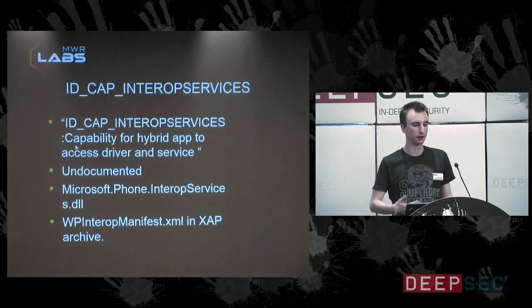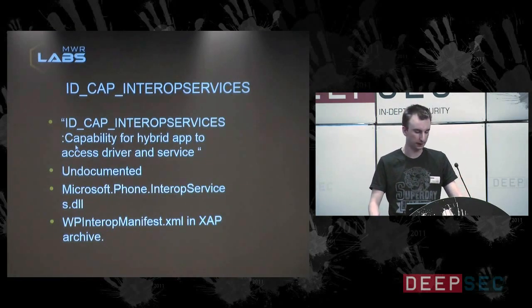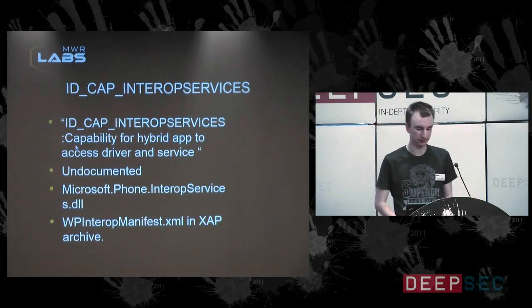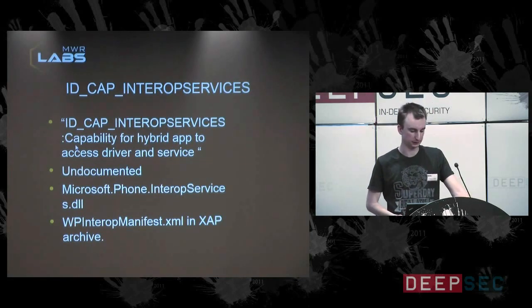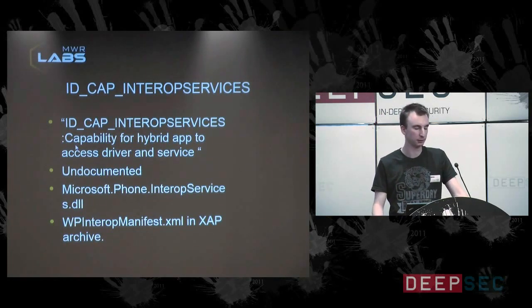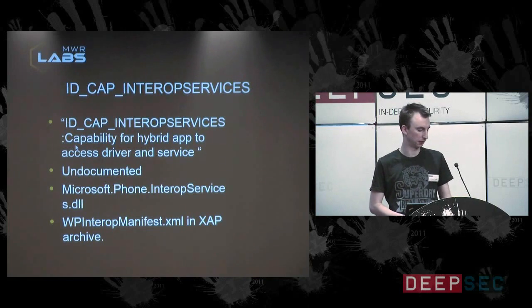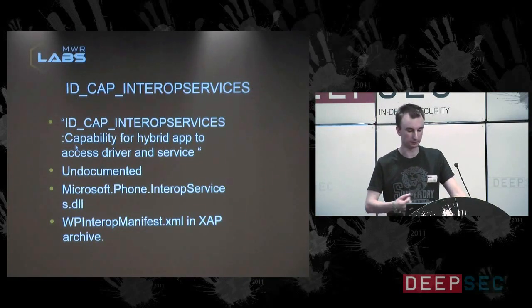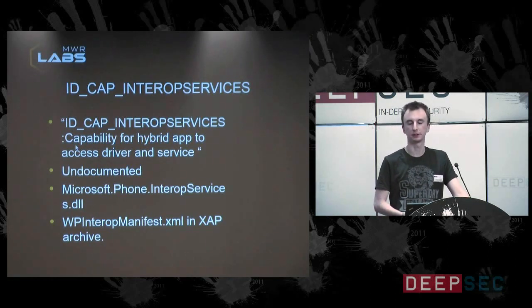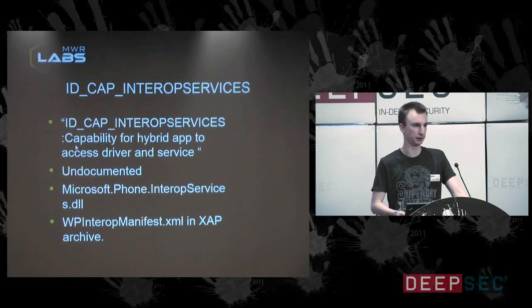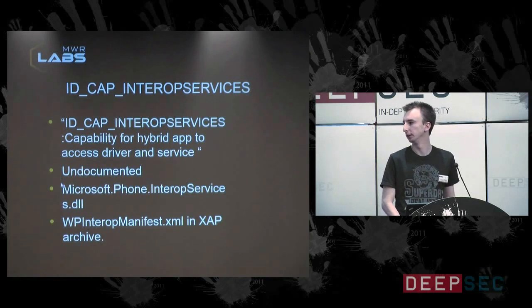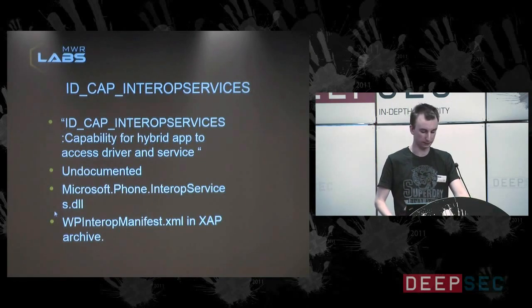So for the OEM capabilities, I started examining what OEMs were given, and they had a specific capability called ID_CAP_INTEROPSERVICES. It's used for normal applications to access device drivers and additional services on the device. It's totally undocumented. In the public SDK there's no code for this, but you can use reflection, or take the assemblies off the phone and link against those, and then call that functionality. This is just a case of instantiating the right objects using the COM bridge and creating this manifest file, the WPInteropManifest, in the archive. This allows you to write native code.